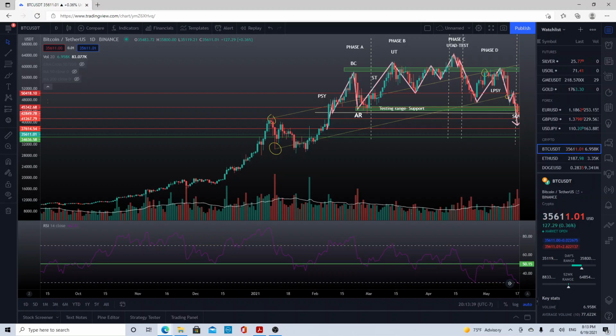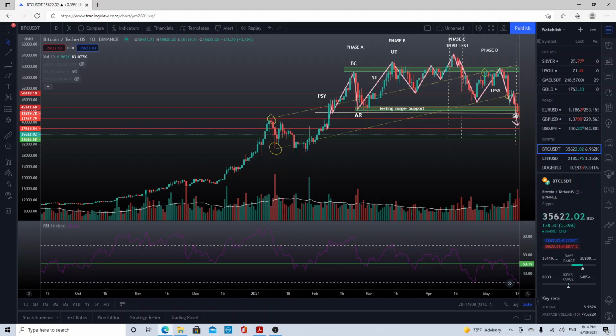We've seen a distribution phase, a good textbook example in BTC. The insiders, the money makers, have been manipulating this price action and playing with people's emotions, right? So let's go back in time and see a synopsis of what Wyckoff theory actually is.